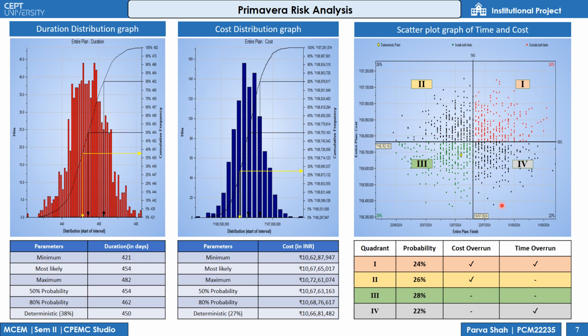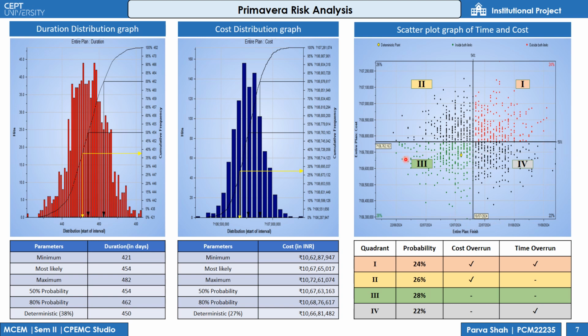So scatter plot of time and cost gives us the what-if analysis of the 1,000 iterations and it calculates combined possibility of meeting specific cost and time as shown in this table. From this table we can say that there is 24% probability that our project will have cost overrun and time overrun and 28% probability that our project will meet specific cost and time.